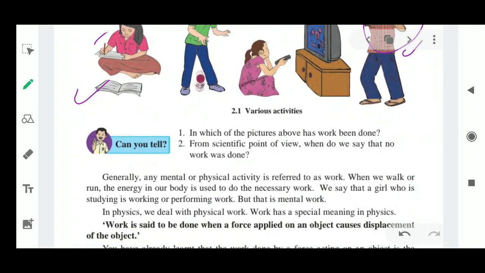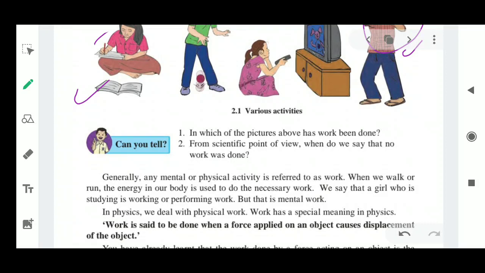But from the scientific point of view, when do we say that no work is done? When the girl is studying or writing in the notebook. Generally, in common language, any mental or physical activity is referred to as work. When we walk or run, energy in our body is used to do the necessary work. We say that a girl who is studying is performing work, but that is a mental work. In physics we deal with physical work. Work has a special meaning in physics.